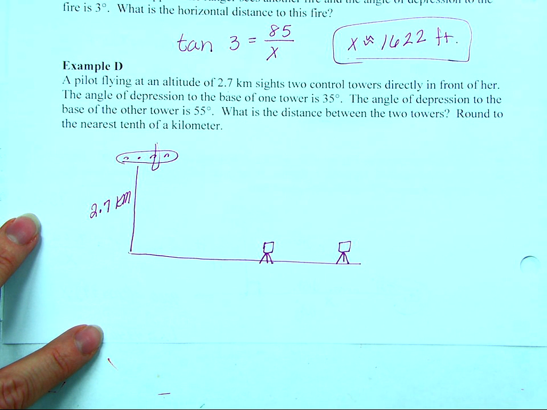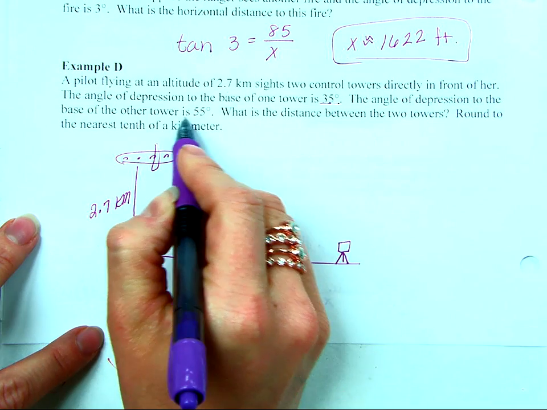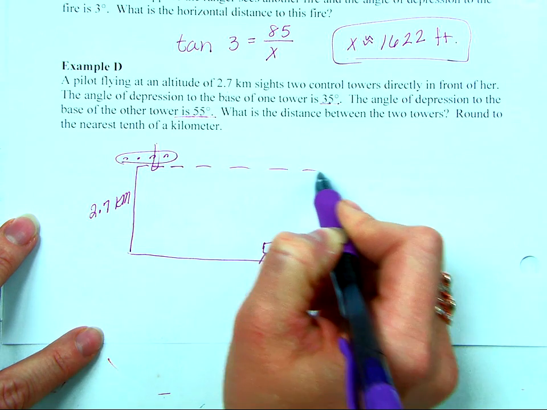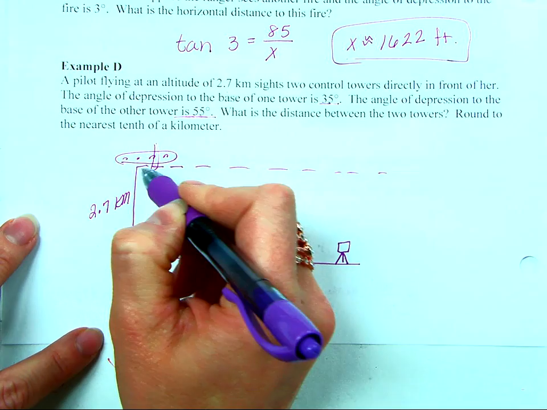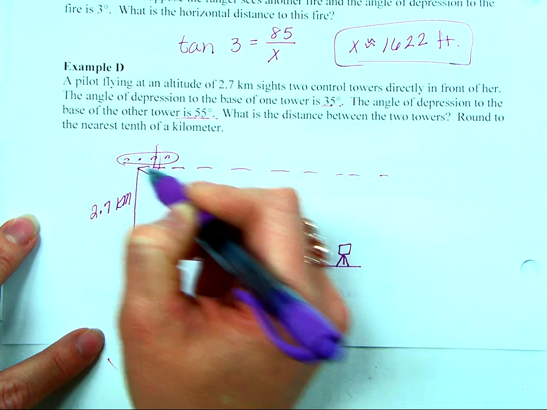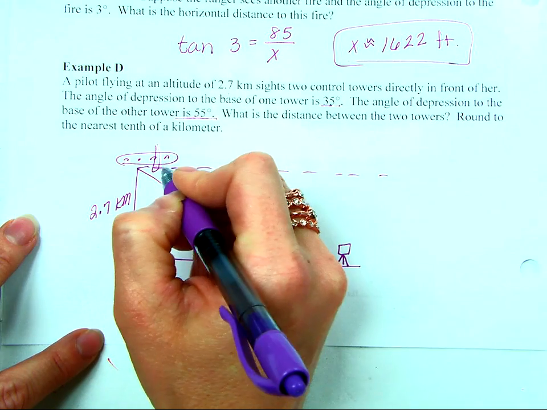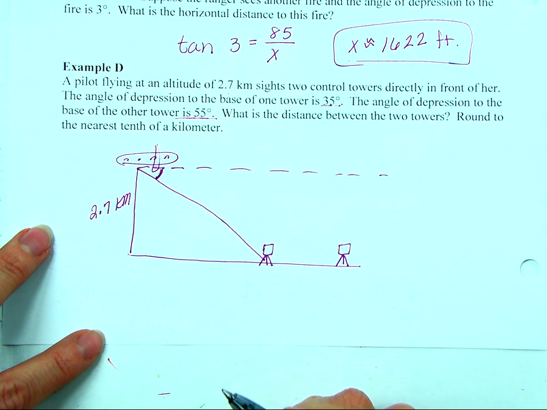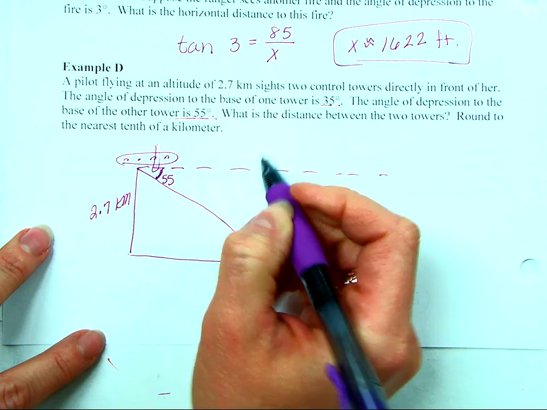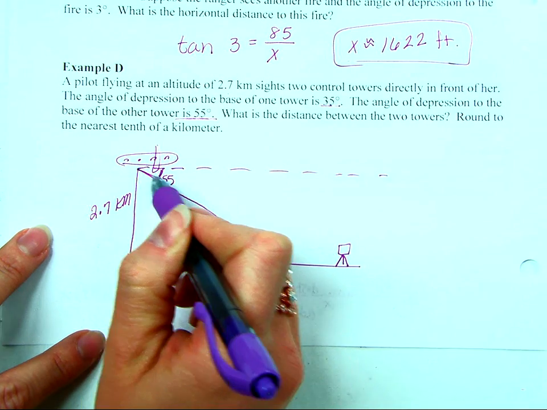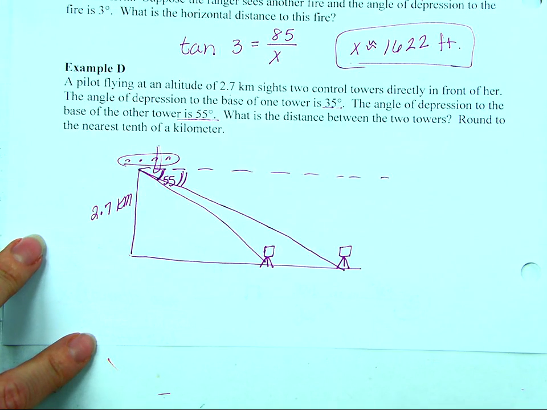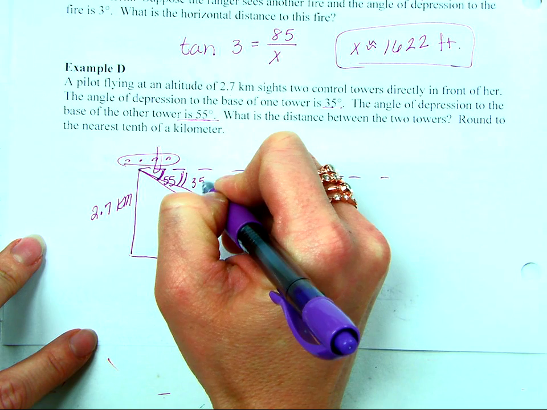Now, if my pilot sees these towers in front of her, one is at an angle of depression of 35 degrees, and one is at an angle of depression of 55 degrees. Well, remember, our angle of depression has to come off of our horizontal. Here, the first tower, well, this angle would be the greatest, right? And so that angle of depression would be the largest at 55 degrees. The second one, the angle of depression here would be a lesser angle, and that would be the 35 degrees.